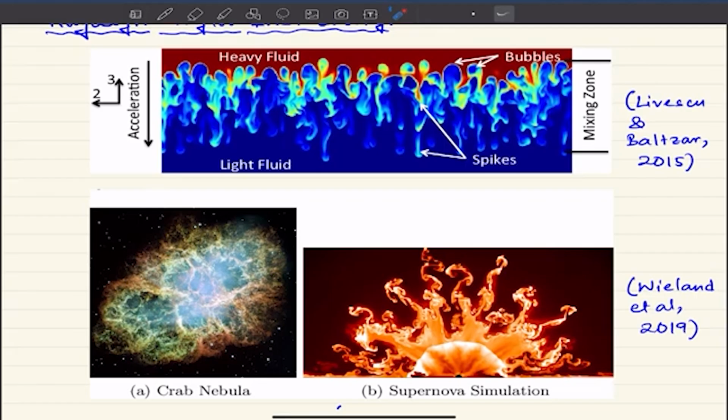Now finally, for the supernova simulation, this is a very early phase supernova simulation, where it is not self-similar and spherically symmetric till now, and you can see that the blast wave material actually tries to penetrate the very dilute ambient medium just by virtue of RT instability. This was taken from a recent paper by Wieland et al. 2019.